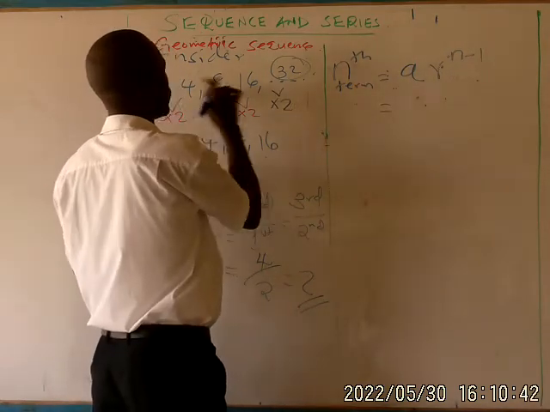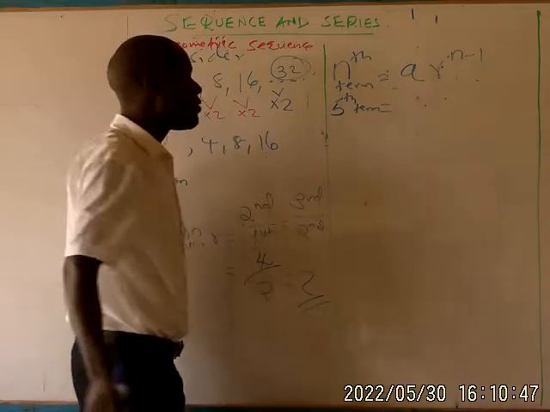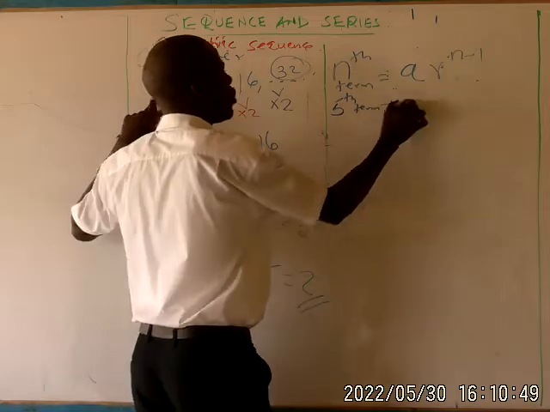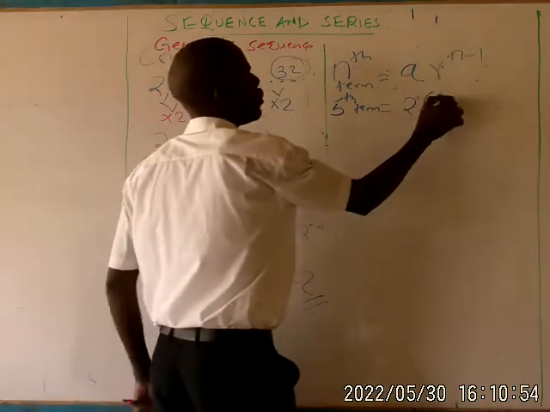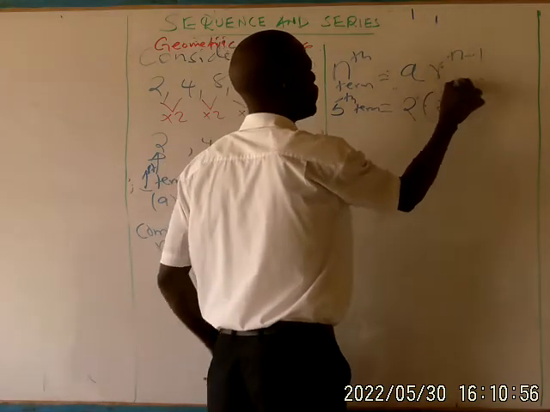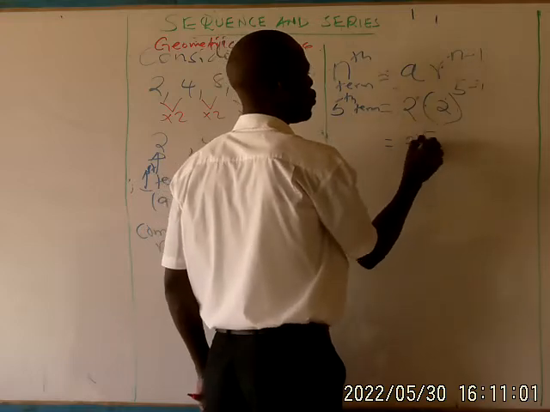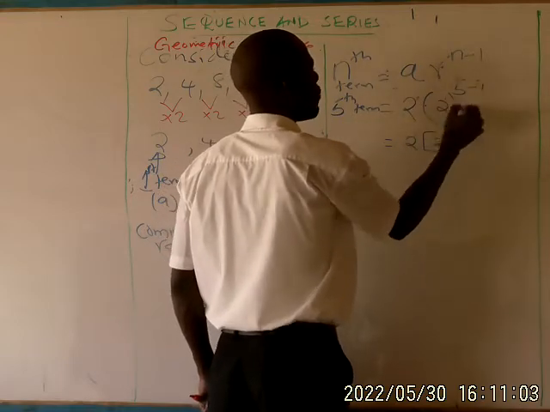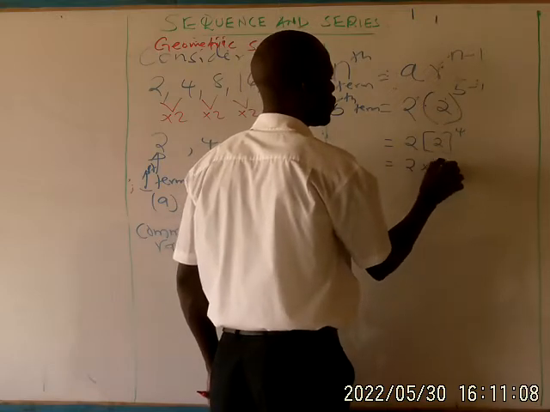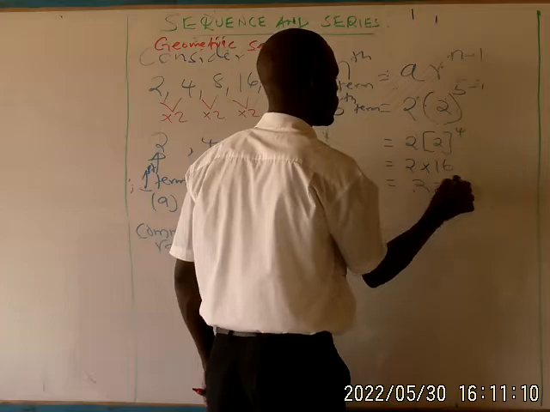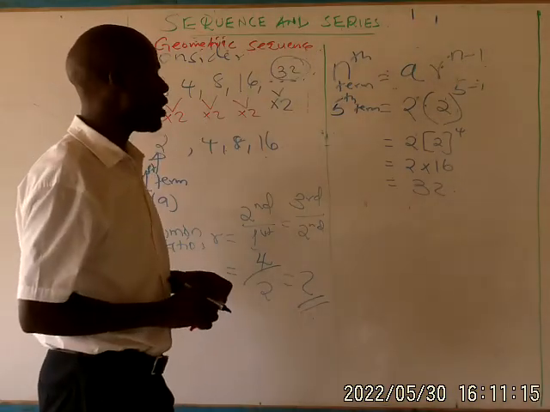Let us apply our case here. We ask ourselves for the fifth term. What do we get? For the fifth term, A is 2, and R, the common ratio we have found, is 2. Then n is 5, minus 1. So it will be 2 into 2 to the power 4. 2 to the power 4 is what? It is 16. And therefore 16 times 2 we get 32. And this is the 32 we have here.